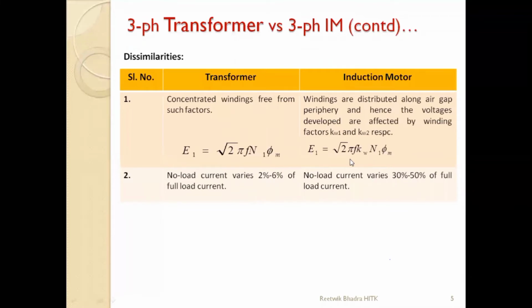In the induction motor, the same EMF equation applies since the supply is AC, but there will be a factor Kw. So if this voltage E1 on the transformer is 10 volts, on an induction motor the same voltage will be reduced by the factor Kw. If it is 0.9, it will be 9 volts. So a little bit of difference will be there in the counter EMF generated in the induction motor because of the winding factor Kw. These are two very important differences between induction motor and transformers, and the rest you can find in your books. I have highlighted only the important points.